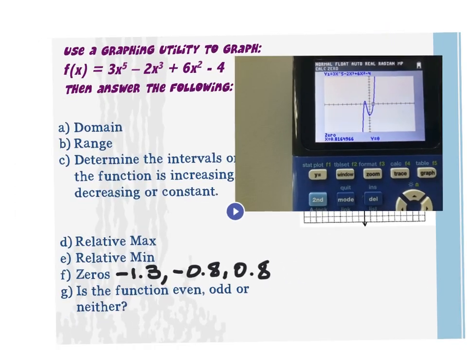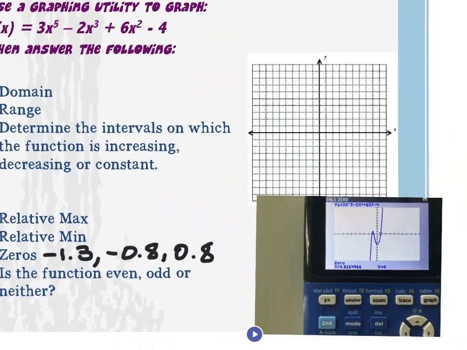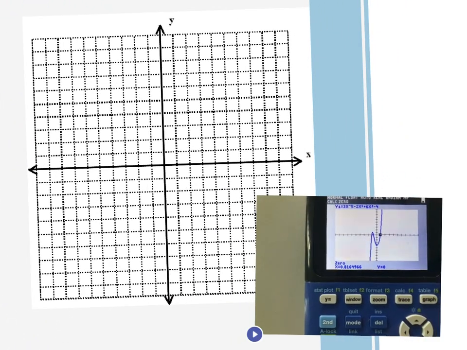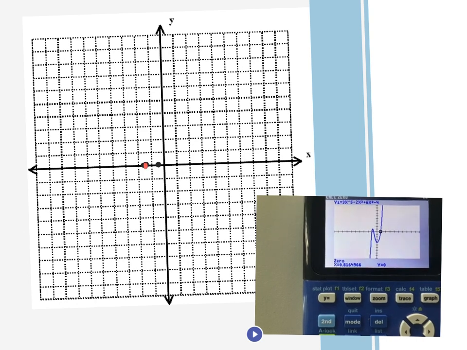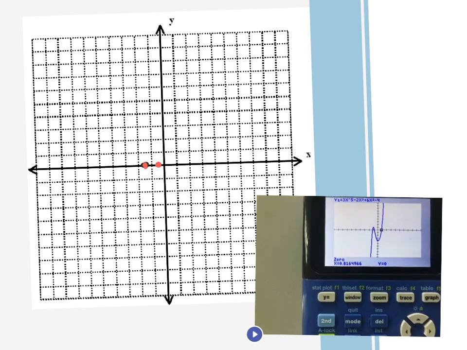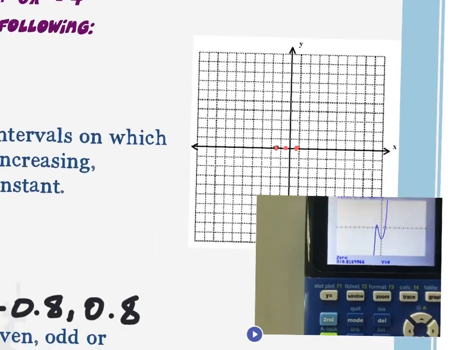So I can already plot those on my coordinate grid. Negative 1.3, let me do a different color. Negative 1.3, negative 0.8, and positive 0.8. So those are my zeros. I already have that information.